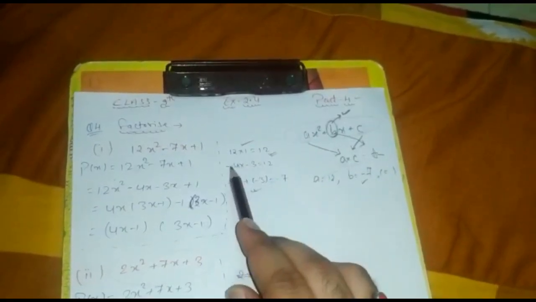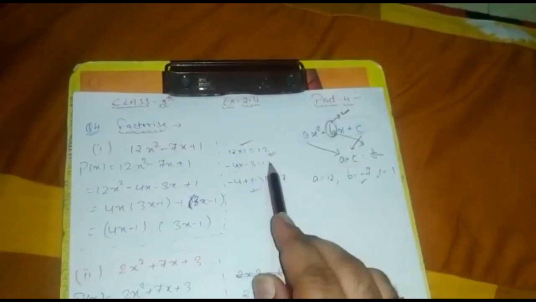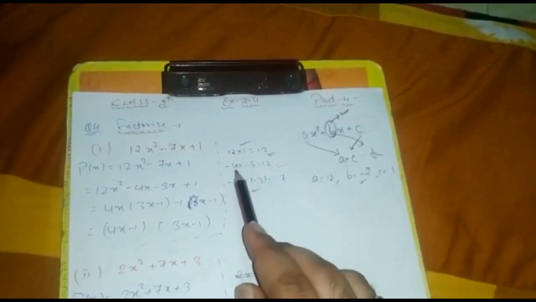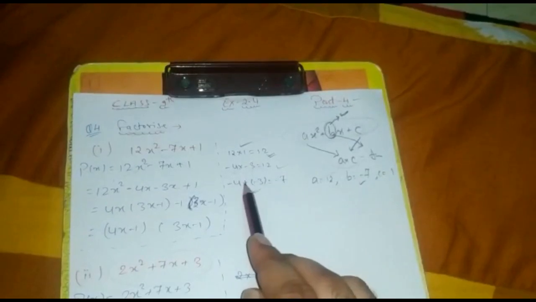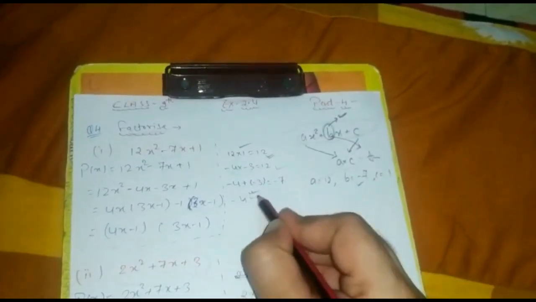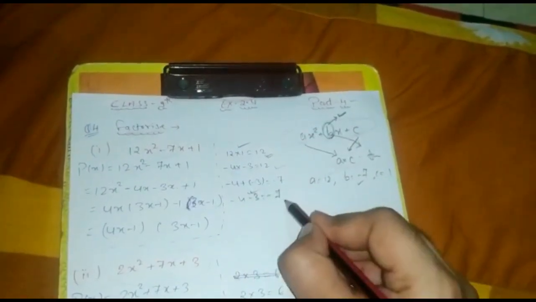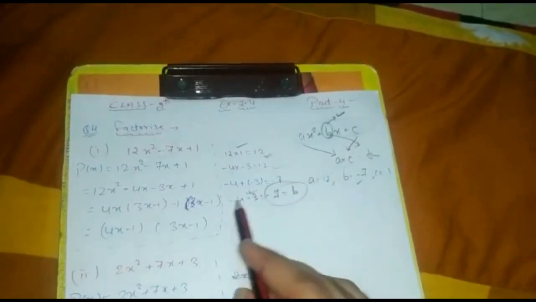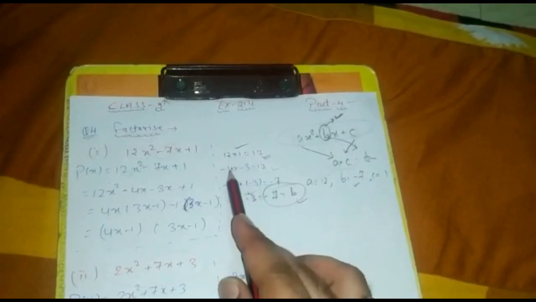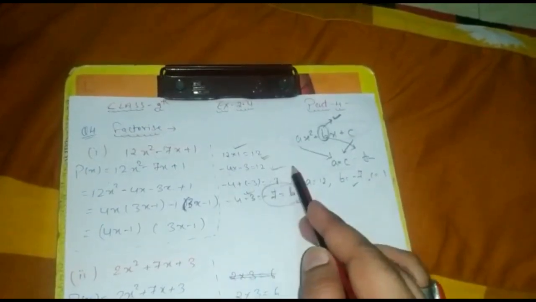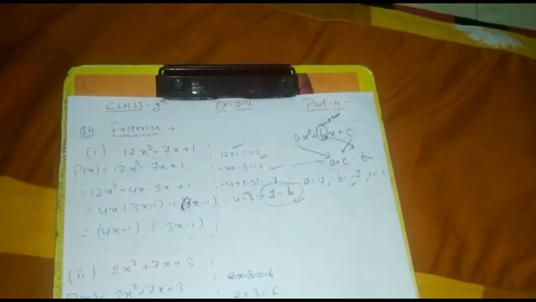When we multiply them, minus into minus becomes plus, and 4 into 3 becomes 12. And when we add them, minus 4 plus minus 3, minus 4 minus 3 will be equal to minus 7, and minus 7 is our value of b. When we add them they give the value of b, and when we multiply them they give the same answer as a into c.